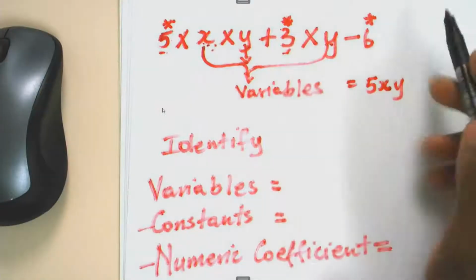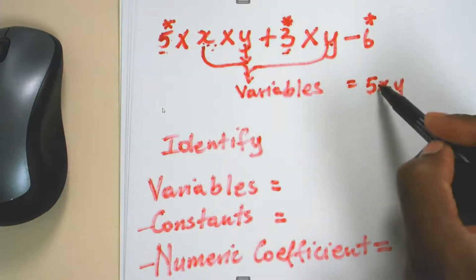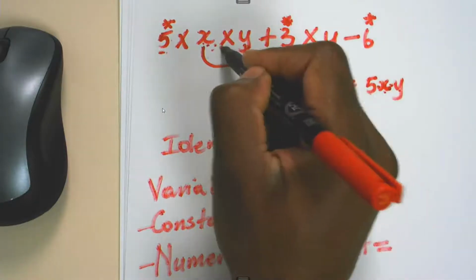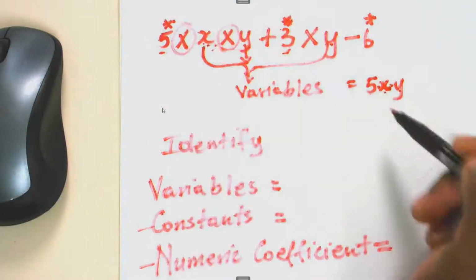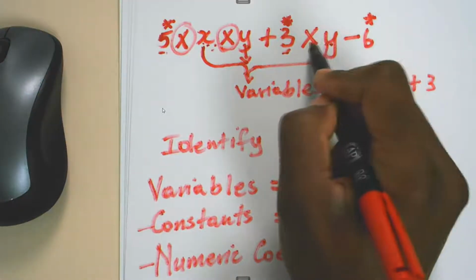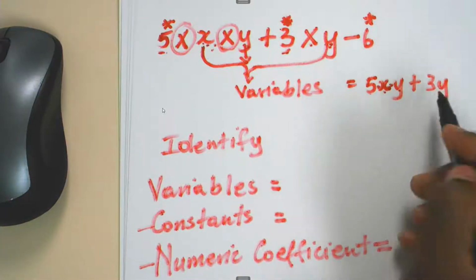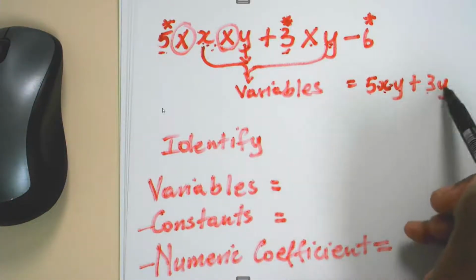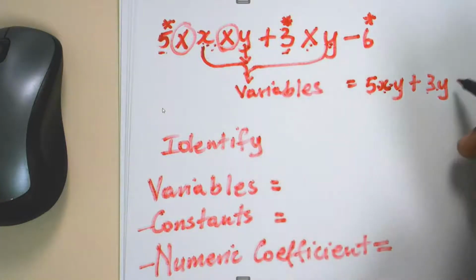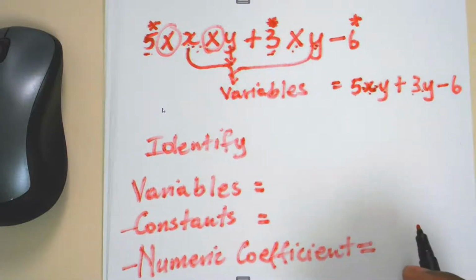Take 5xy, meaning the sign between 5 and x and x and y are multiplication signs. Plus 3 multiplied by y, meaning that it is 3y. Why? Because the sign between the 3 and the y must be a multiplication sign like it has been shown there. Minus 6.